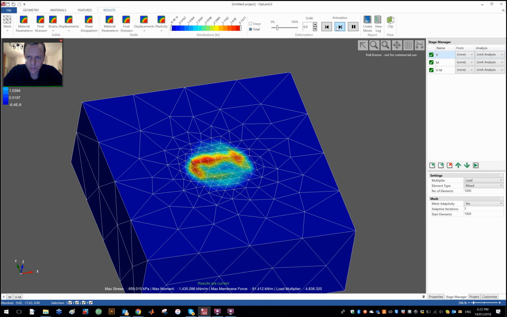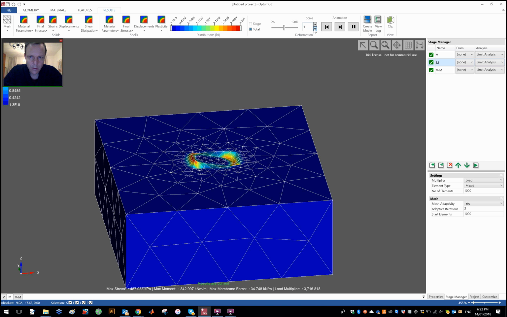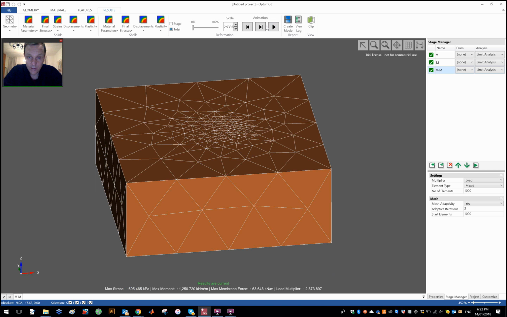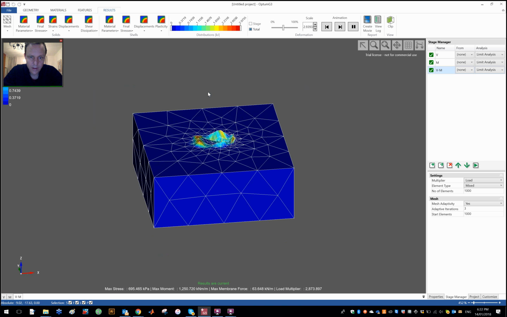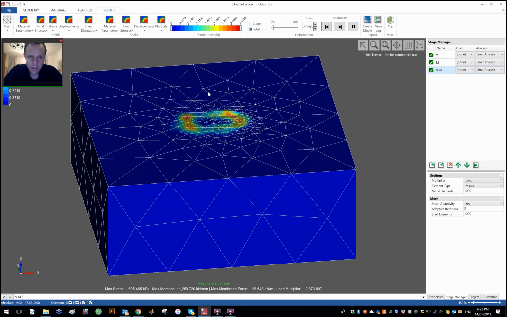The moment, it looks as expected, right? I mean, basically the foundation rotates. You see some shear dissipation. So that is quite expected, and the VM, sorry, will have a rotation as well. So yeah, less of a rotation than pure moment possibly, but it definitely rotates quite considerably. So that's basically how to do combined loading of shallow foundations.